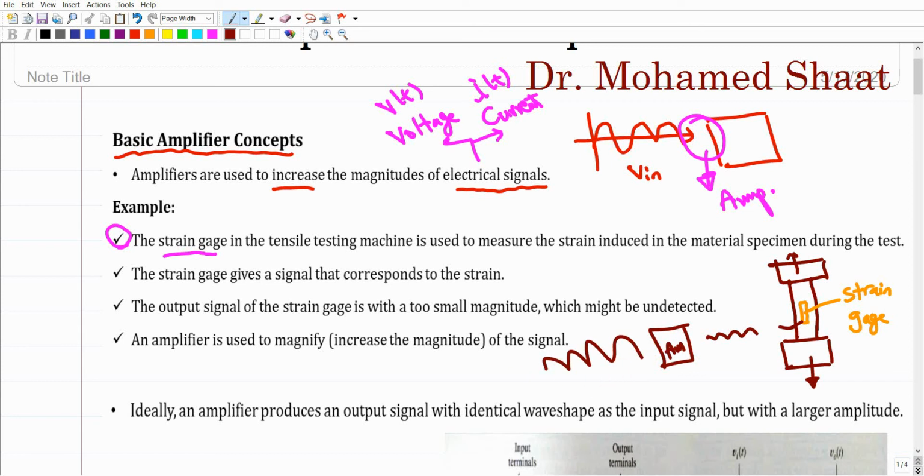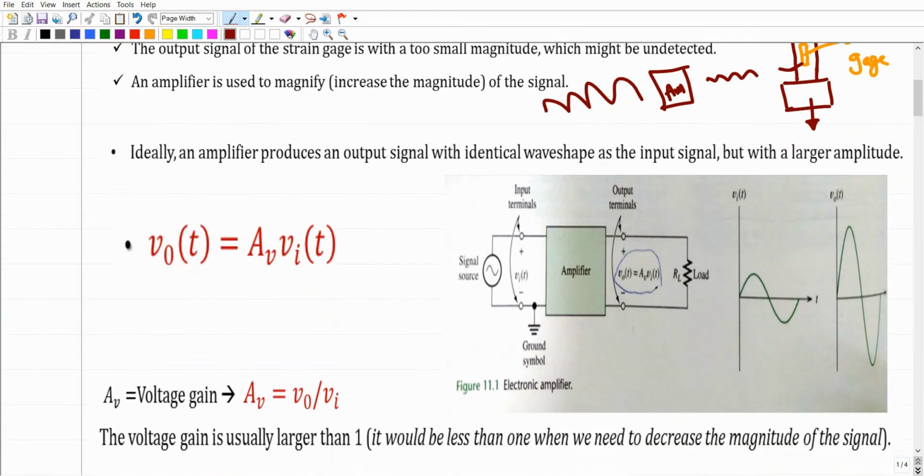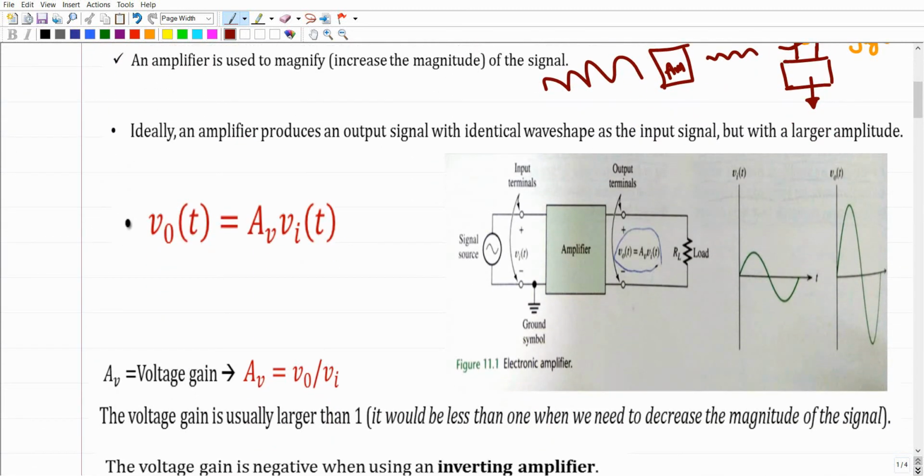This is the basic idea of the amplifier, even in how we are using it for the tensile test machine. And there are lots of other applications where we use these amplifiers. So this is the concept of the amplifier, and now we're just going to go over these amplifiers in more detail, based on the electrical concepts.